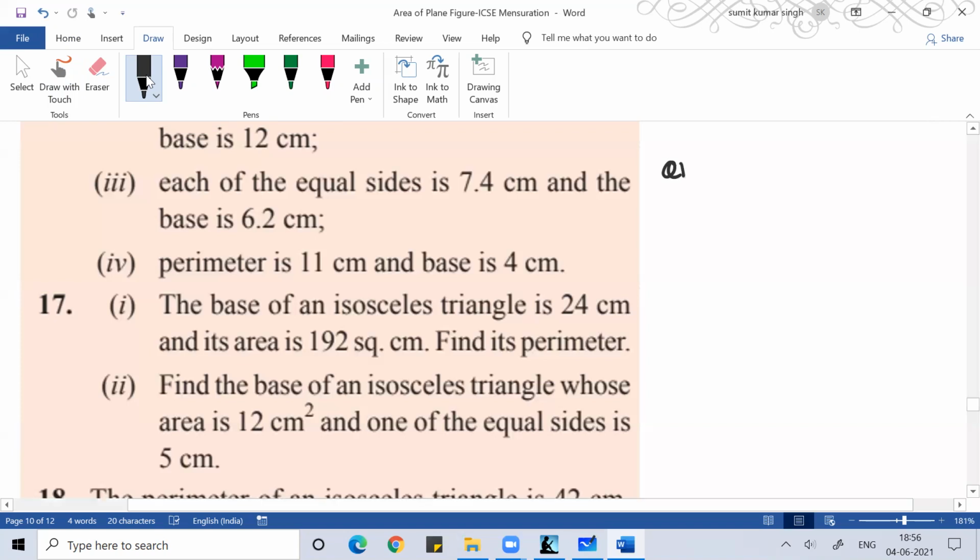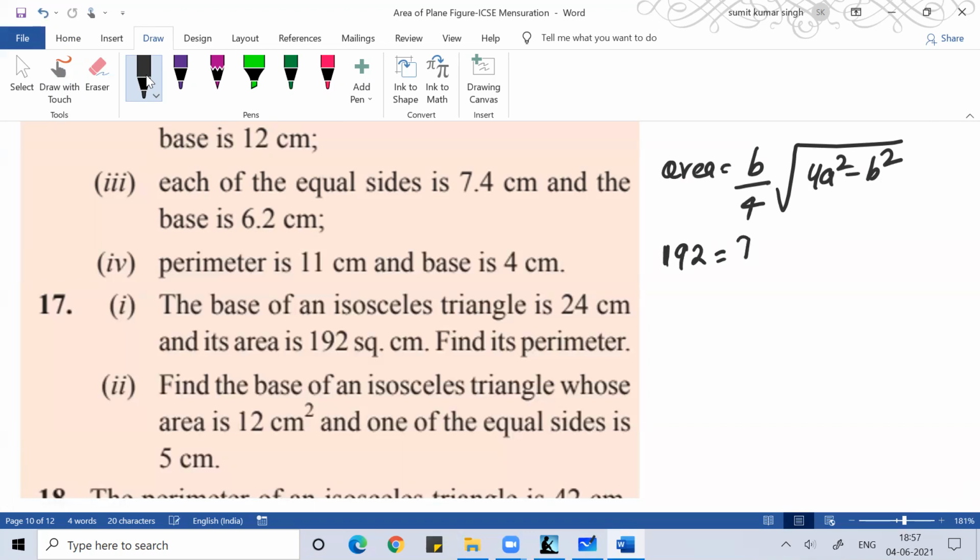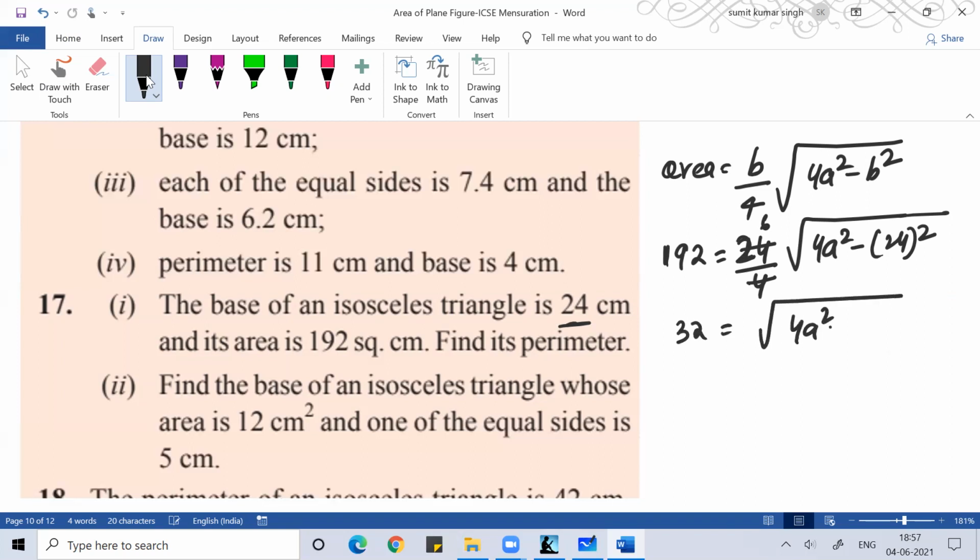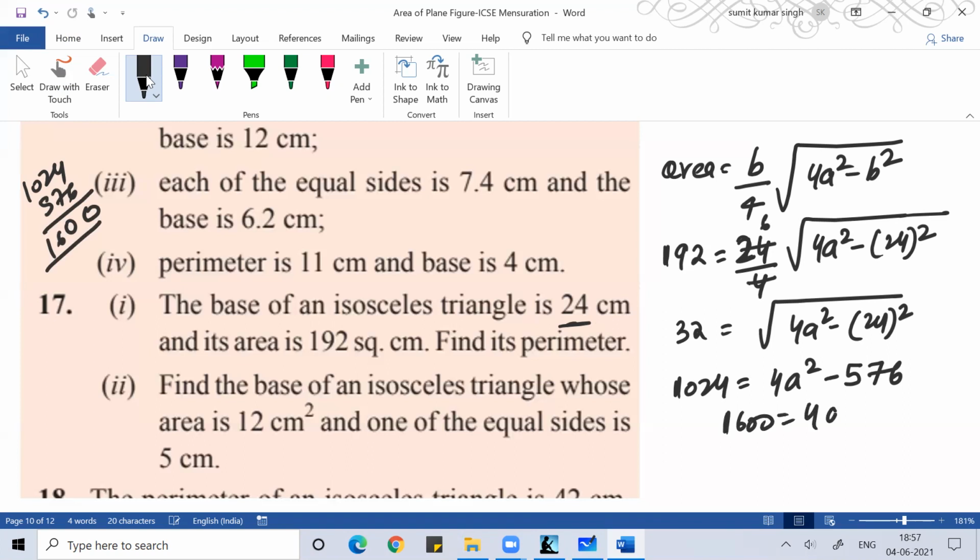One way we can use that formula, area is equal to b by 4 under root of 4a square minus b square. Like this is the one way. If I do it this way, I'll get the area 192. Base is given 24, so 24 by 4 under root 4a square minus 24 square. So 24 divided by 4 is 6. Then if you divide 192 by 6, you'll get 32 is equal to under root 4a square minus 24 square. Now squaring both sides, 32 square is 1024. This is 4a square minus 576. Now I add 1024 plus 576 and I'll get 1600. So 1600 is equal to 4a square, which means a square is equal to 400, so a is equal to 20.